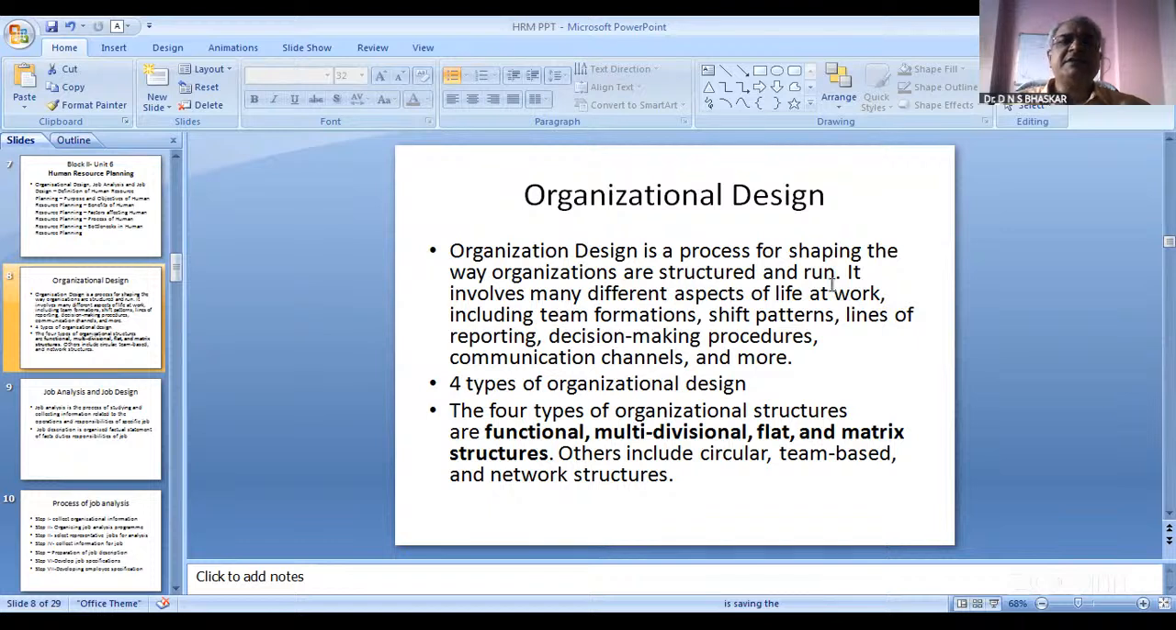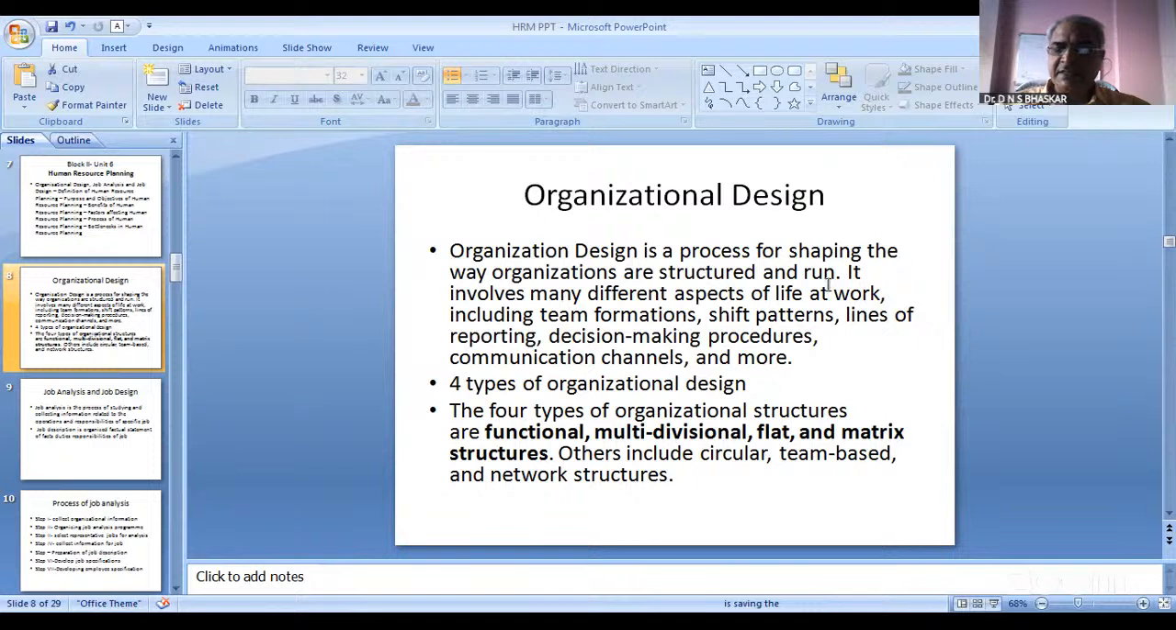So, what is the decision making process? Whether it is a one-line decision making process or a democratic style of decision making process, whether two-way communication or one-way communication, all these communication channels are to be set by what way the organization is going to receive and give information, and so on and so forth. Actually, in this process there are four types of organizational designs, and the very popularly known one is the functional structure.